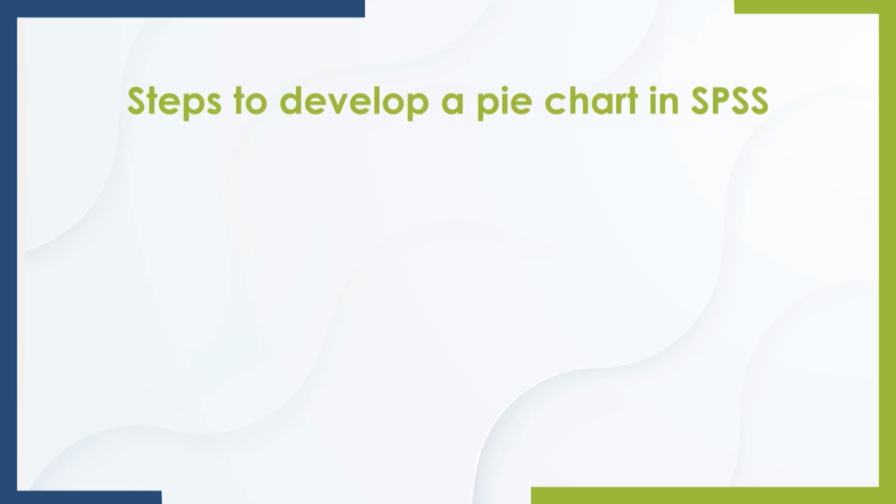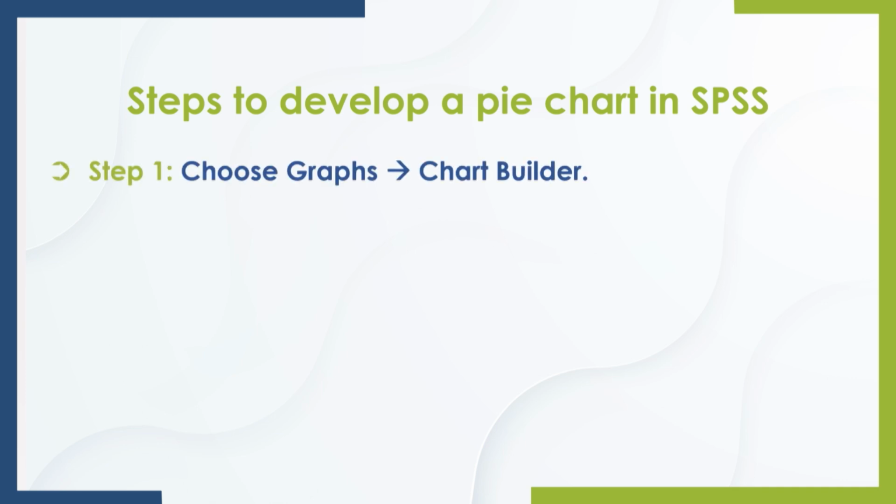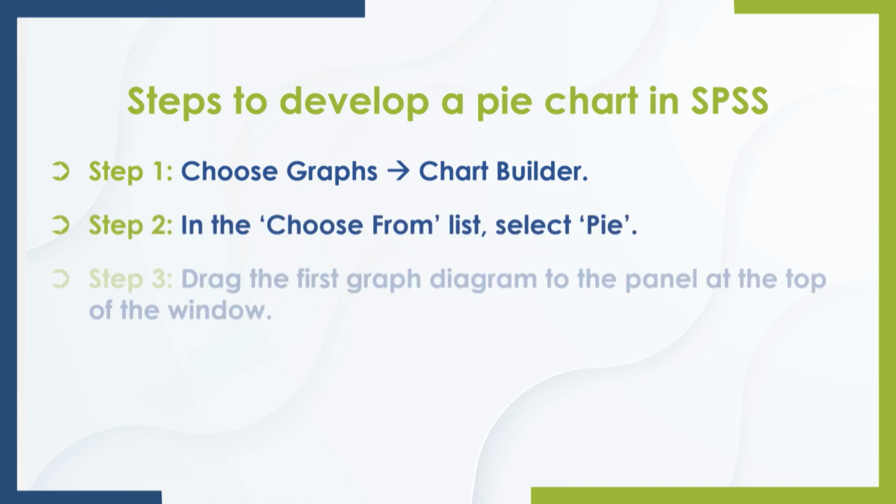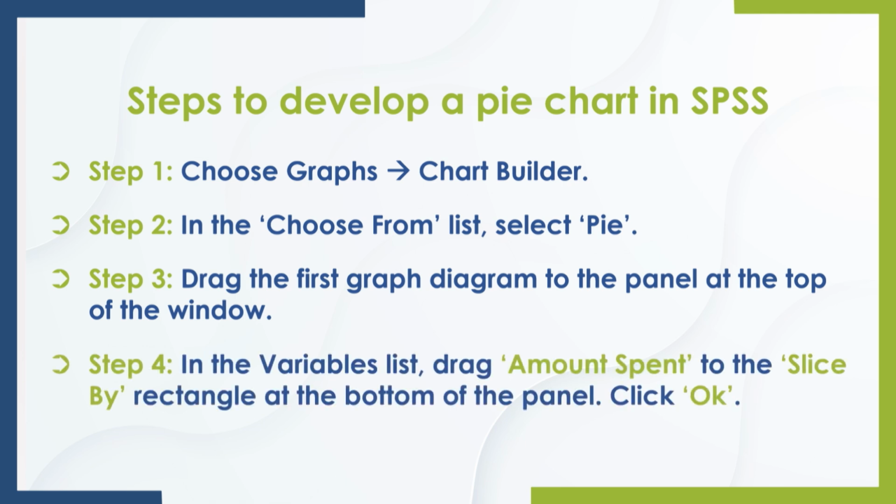Let us see the steps to develop a pie chart in SPSS. Step 1, choose Graphs, then click Chart Builder. Step 2, in the Choose from list select Pie. Step 3, drag the first graph diagram to the panel at the top of the window. Step 4, in the variable list drag the amount spent, which is what we want to draw the pie chart for, to the slice by rectangle at the bottom of the panel. Then click OK.